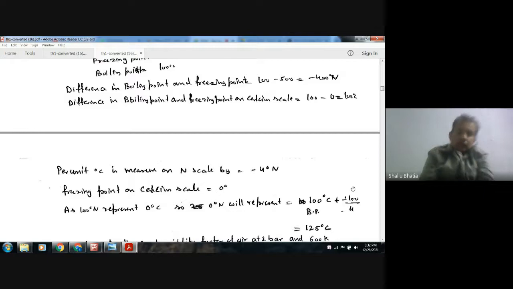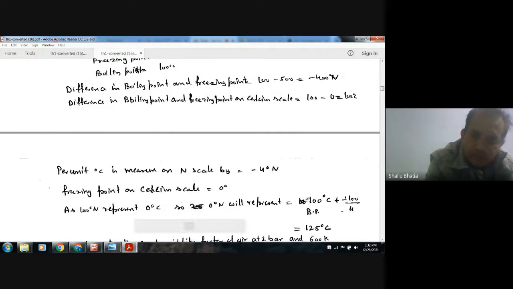And now, sorry, 0 degree N will represent 0 degree Celsius, and 100 degree N represents 100 degree Celsius. Okay, this is 100 degree Celsius. Now if we subtract 100 N, we have to reach 0 N. Then in degree Celsius we will subtract 100.